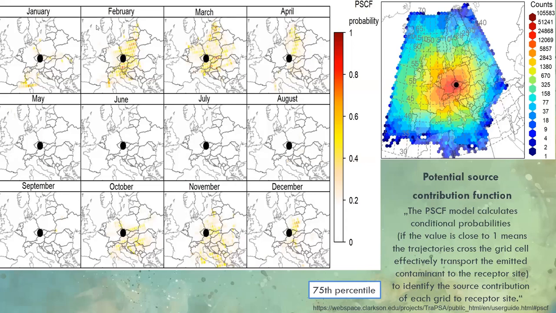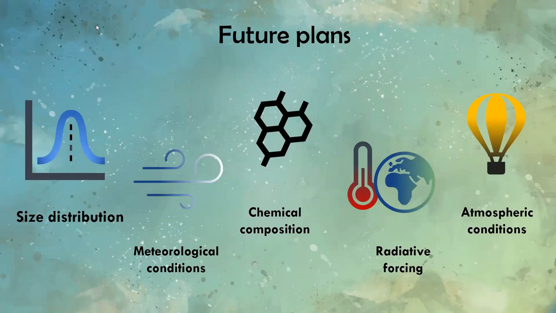Here is an example of our source apportionment, where we use the potential source contribution function. How does it work? We can ask what's the probability that our measured value, in this case the total scattering coefficient, is higher than the 75th percentile if the air masses are transported at or through certain grids. Grids are these small squares on the map. As you can see, it was easier for us to identify the sources in the winter season because we had higher values of scattering during the winter.